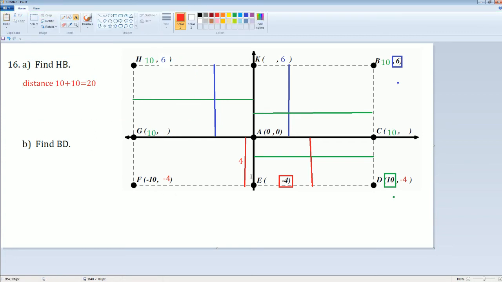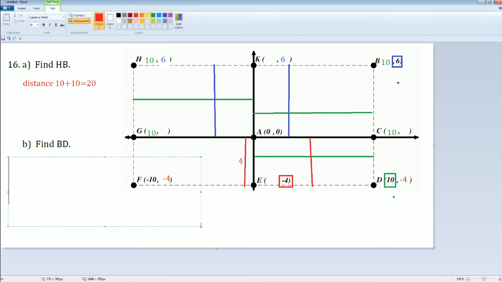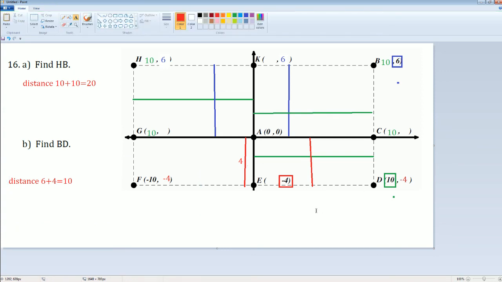And BD, where's BD? B is right here, D is down there. It goes from 6 to negative 4, right? So 6 plus 4, which is going to be equal to 10. It has to cover 10 distance here, because 6 here plus the 4 here gets you the distance of 10. Remember, the distance is always a positive value. Right, so there you go. That would be the answer to the first one.